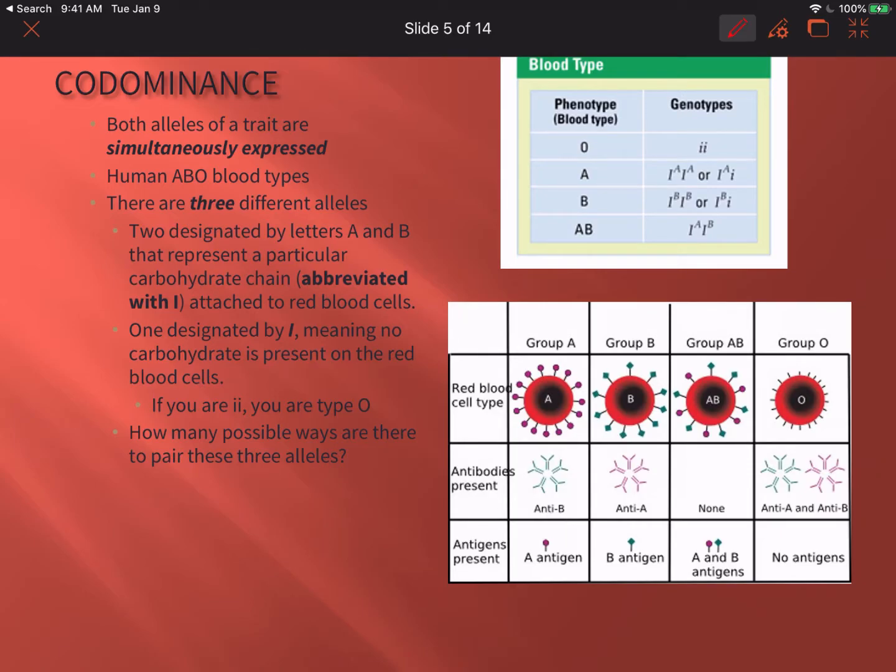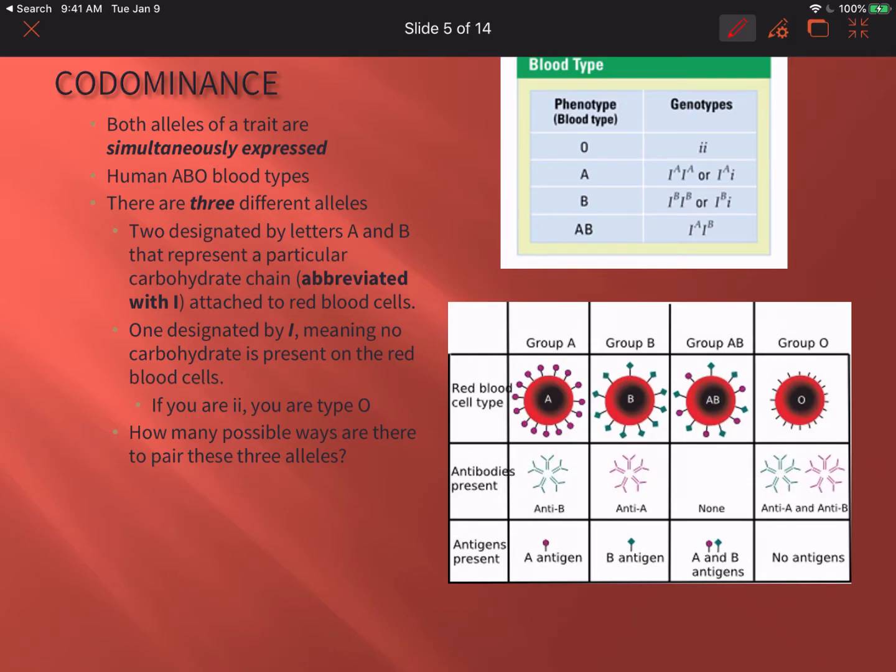So that's incomplete dominance. Now let's talk about codominance. The most common type of codominance that you'll encounter in genetics is going to be blood typing. All right. In blood type, basically both alleles are simultaneously expressed. So it isn't like there's this mixing or blending. They are both present and both expressed. In humans, we basically have 3 different alleles that represent blood type, and they're designated by the letters A and B.